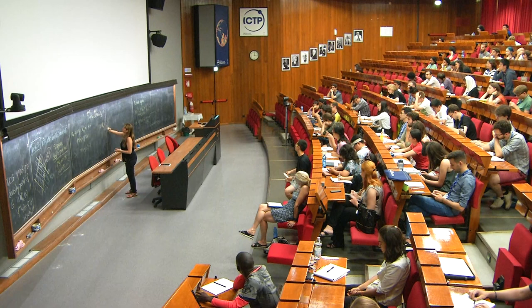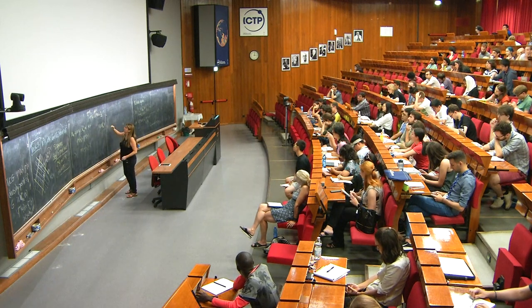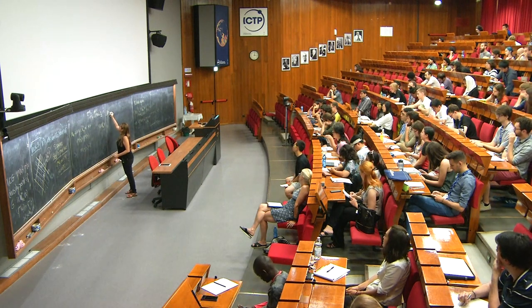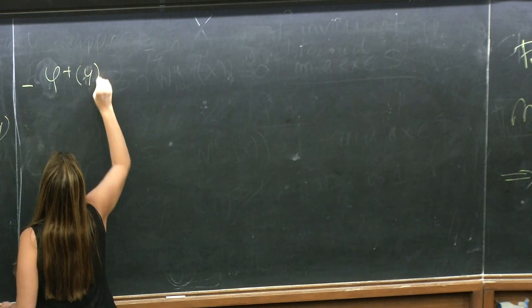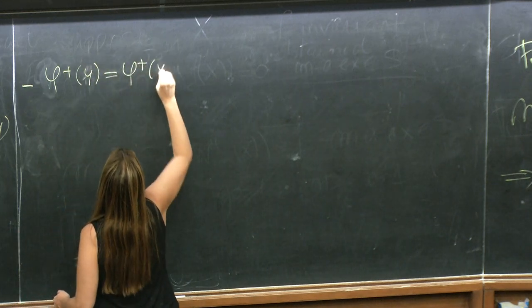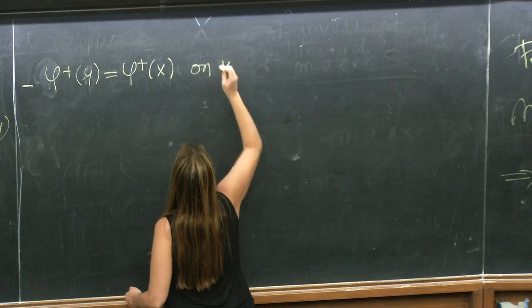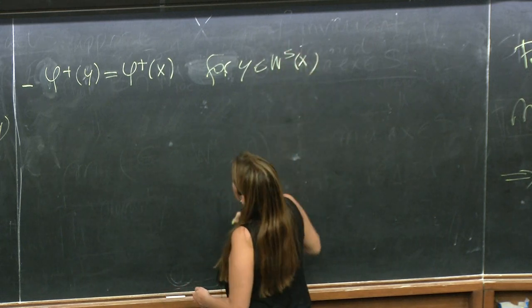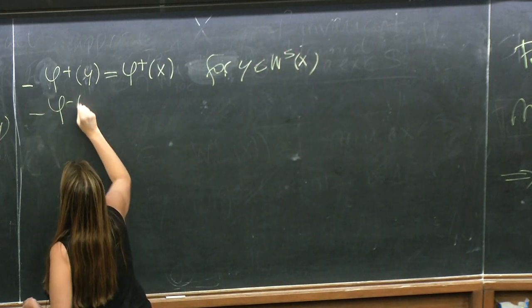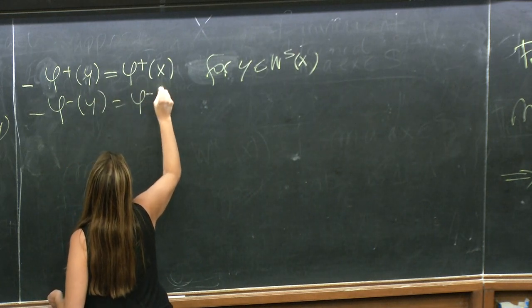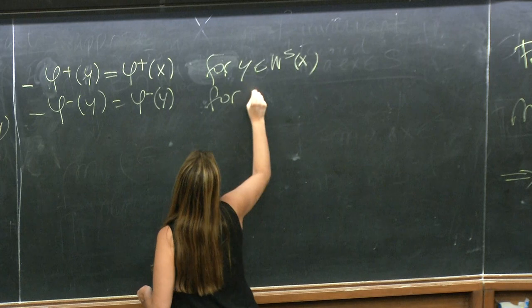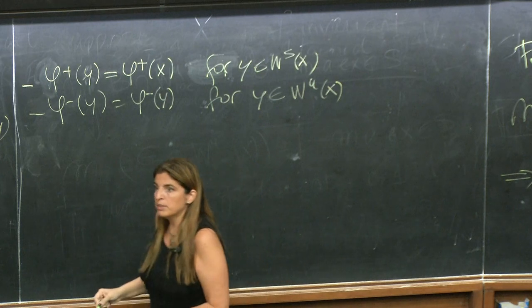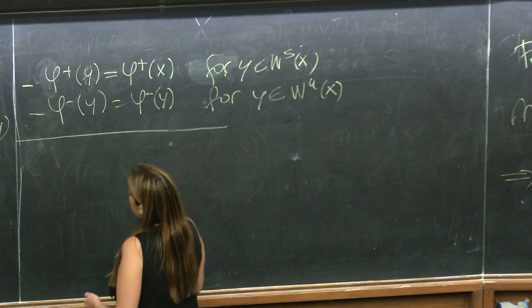So what we are using is that phi plus is constant, and phi minus. Okay, we are using this. This is one element.